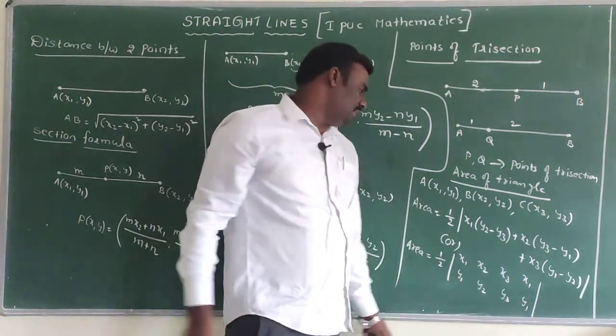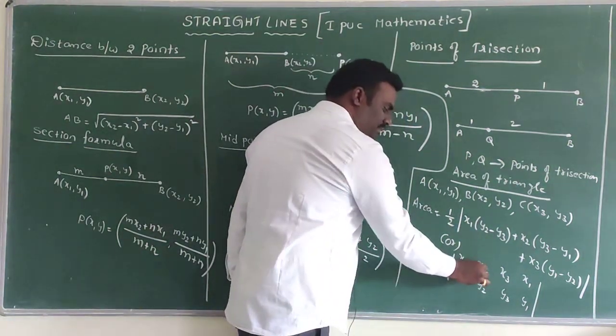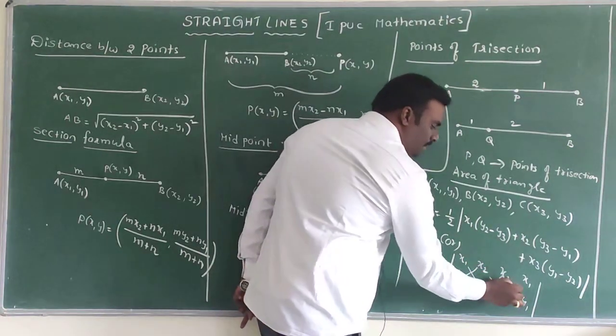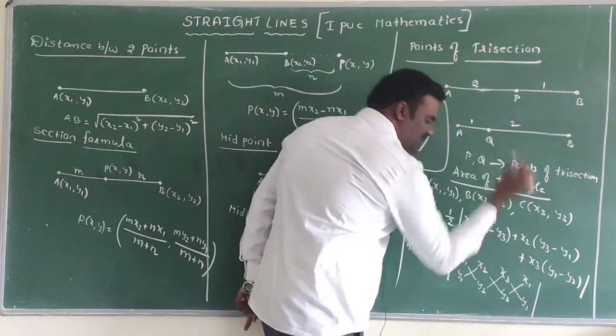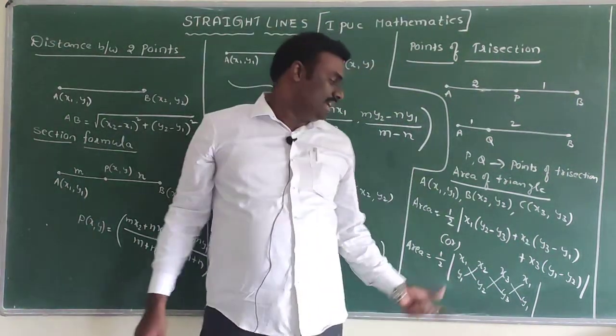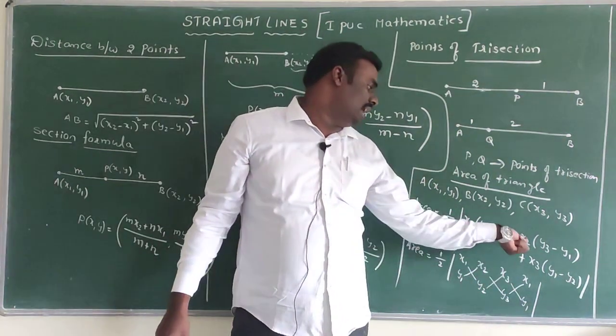After that, how to find it? You multiply these two, cross multiplication, minus these two. Again multiply these two, minus these two. Multiply these two, minus these two. This is also a formula for the area of a triangle. It is easier to find the area compared to the above formula.